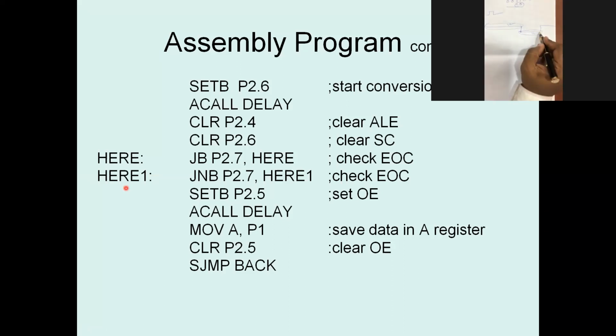Then whenever it comes here, meaning whenever it is high again, SETB P2.5 makes the OE signal high, because without the OE signal we cannot get the data. As you know, the ADC is not fast, so a call delay. MOV A, P1: whatever data we have in port 1 is transferred into the accumulator. And CLR P2.5 makes the OE signal low, because I have already got the data. Then jump back to the previous step. Is it clear to all of you?